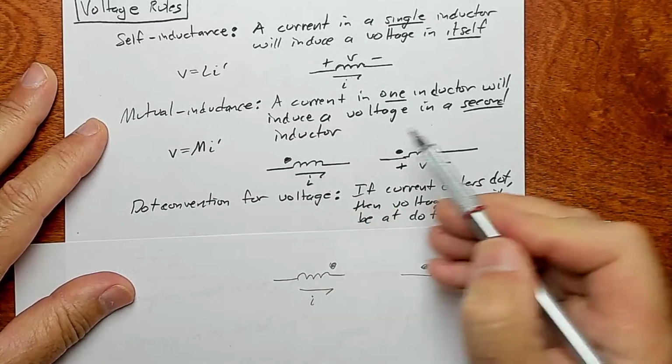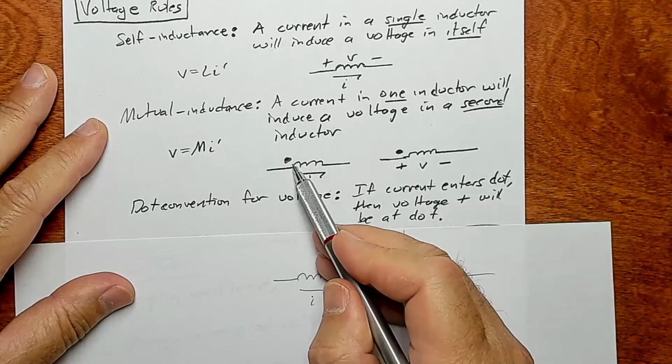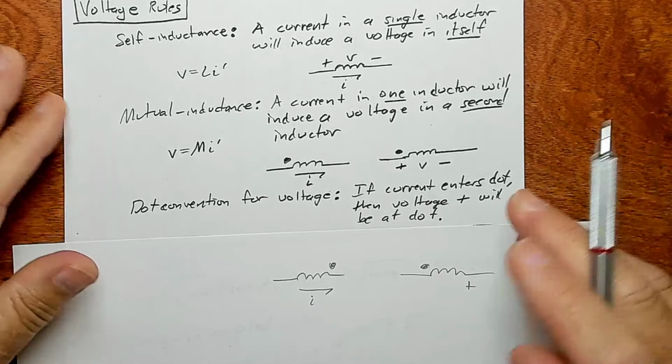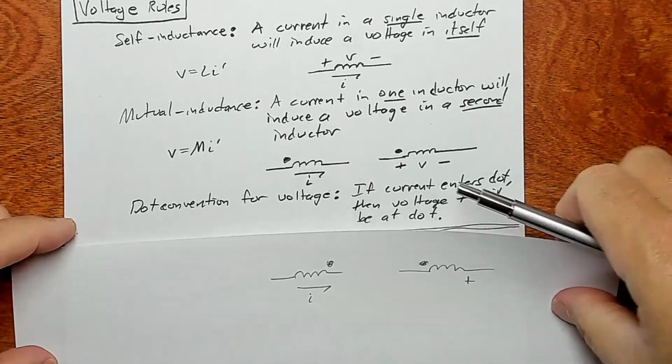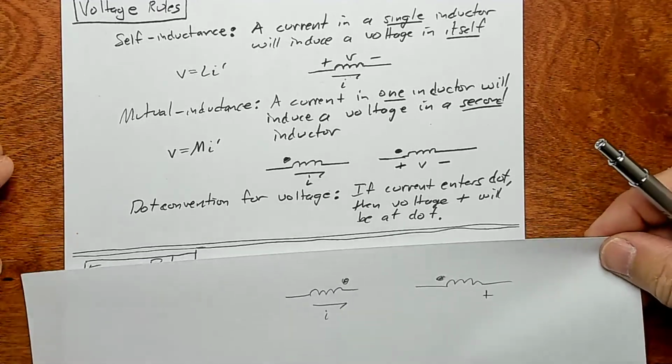Basically, if it's entering the dot, the positive sign will be at the dot. Otherwise, if it's leaving the dot, the positive sign will be away from the dot. There's really only those 2 cases. It's not as bad as it might seem. We'll look at some problems in a bit.